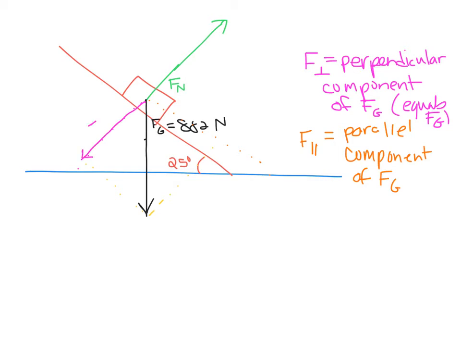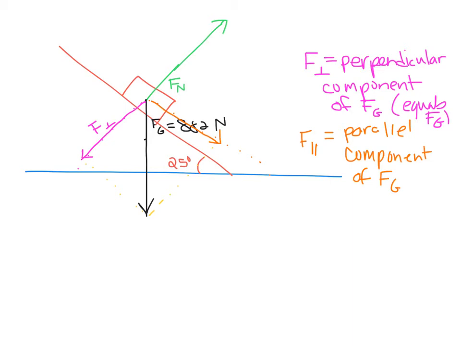So this right here is my perpendicular vector, my perpendicular component. Remember, it's not perpendicular to Fn, it's not perpendicular to Fg, it's perpendicular to the slide. And then this one right here is my parallel component.